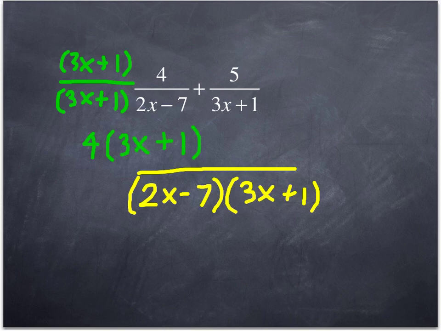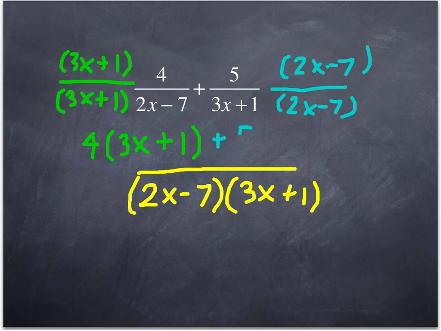Okay. Meanwhile, my second one here now, in order to get those common denominators, I'm going to have to multiply that fraction by the 2x minus 7 over the 2x minus 7. Again, multiplying by 1, which is perfectly legal. So then I have 5 times 2x minus 7.